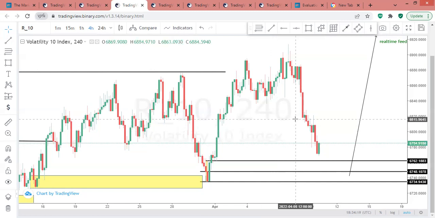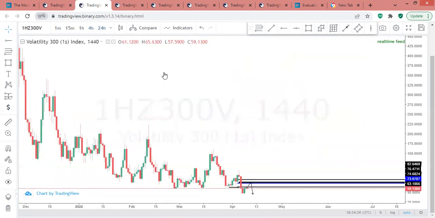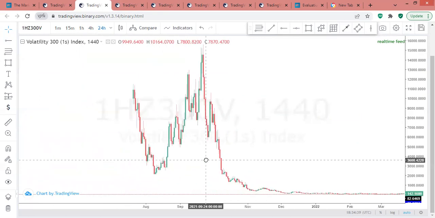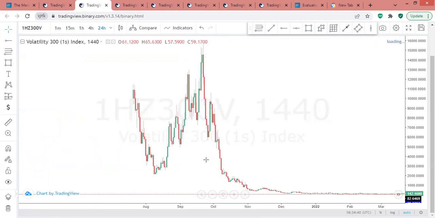Okay, maybe I'll take us through a couple of analyses I've done on VIX75. This is VIX10. Okay, let me show you what I'm looking at on VIX300 1S. Talking about top-down analysis, it's always good to come to the higher time frame to know what is happening, and look at what is happening on the daily time frame on VIX300 1S.